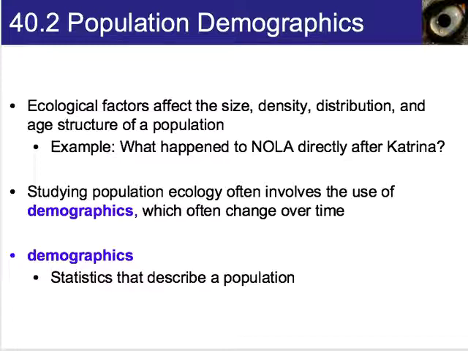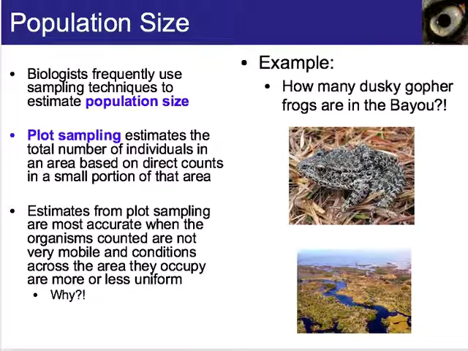Ecological factors affect the size, the density, the distribution, and age structure of a population. For example, if you think about everyone who lives in New Orleans today, what was it like right after Katrina? Those would be factors that affected the population. So studying population ecology often involves the use of demographics, which often change over time. And demographics are statistics that describe a population. Biologists frequently use sampling techniques to estimate a population size.